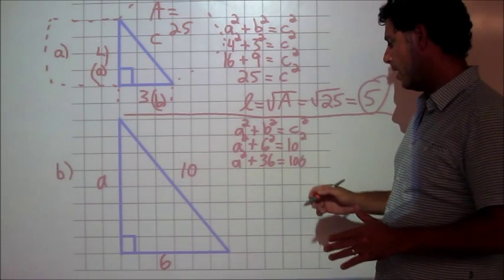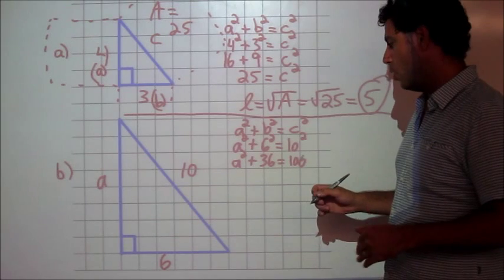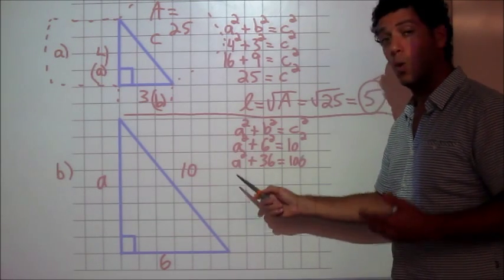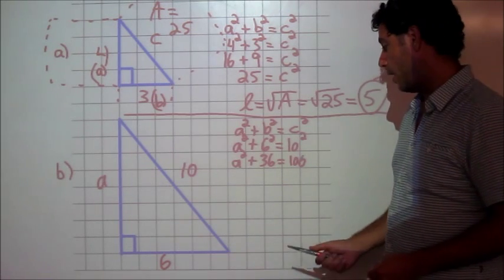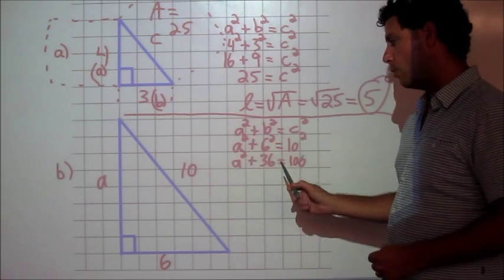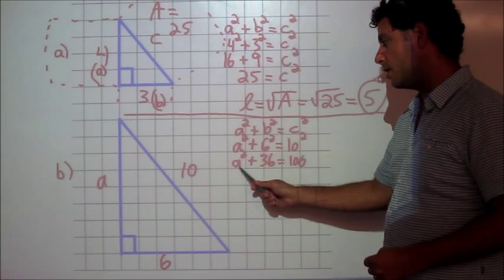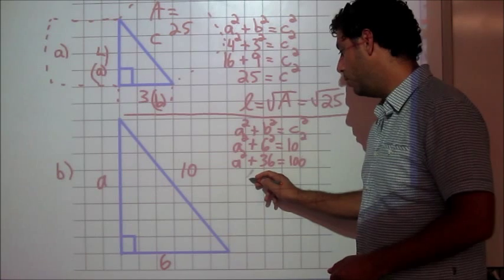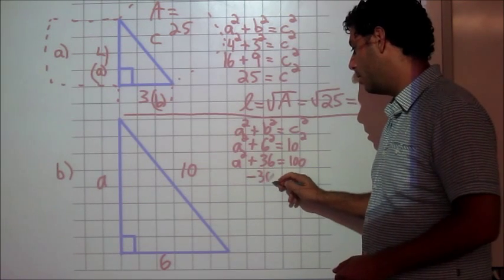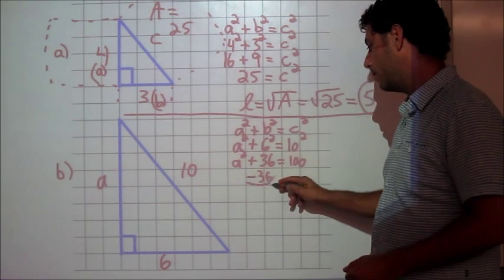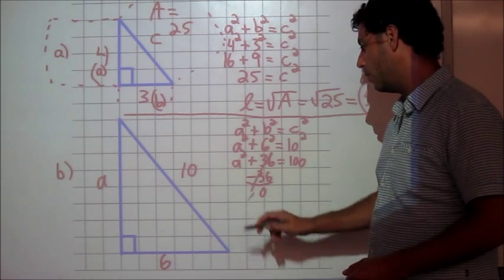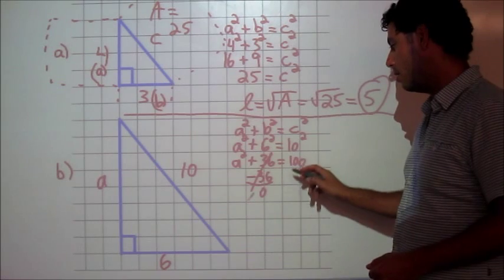Now whenever you have an equation like this, what you want to do is isolate the variable that you want to find. Okay? In this case it's A. So we want to get this on its own over here. How do we get it on its own? We need to remove the 36 from this side. Okay, that is going to give us 0 over here. And we can cross out the number 36.